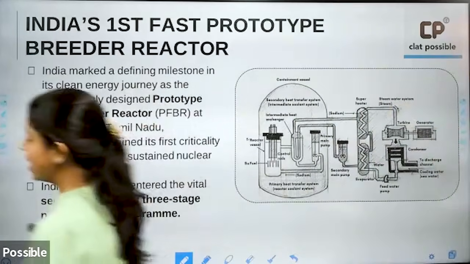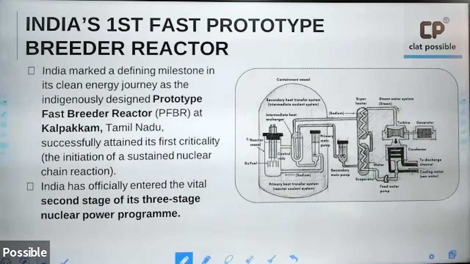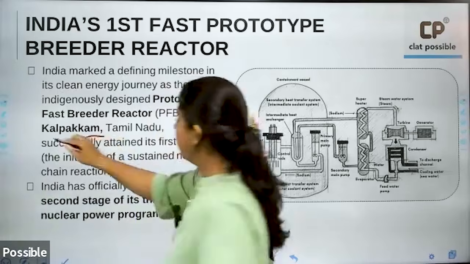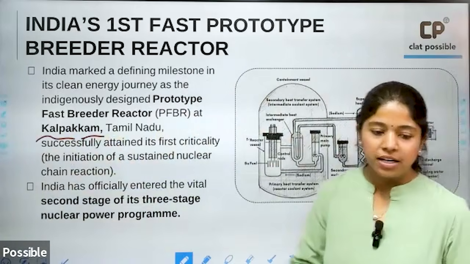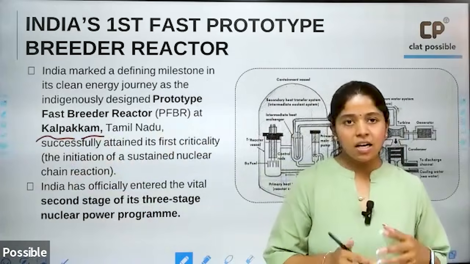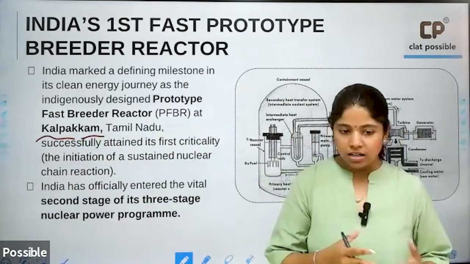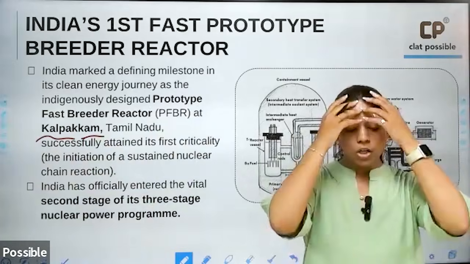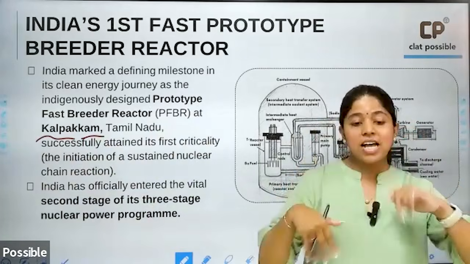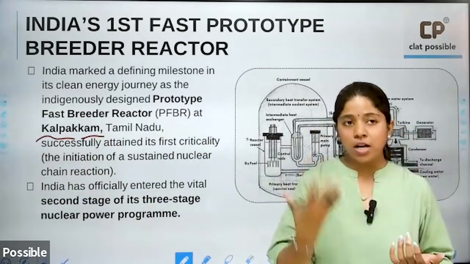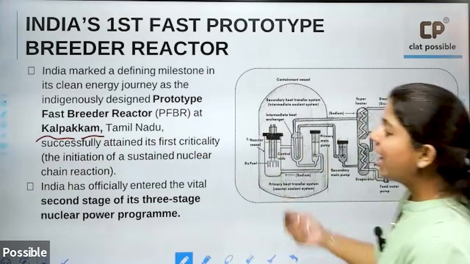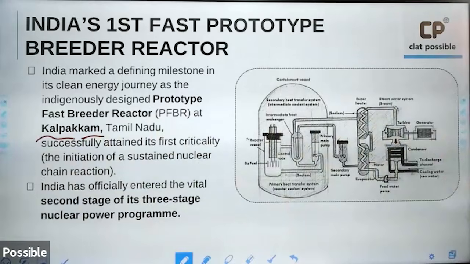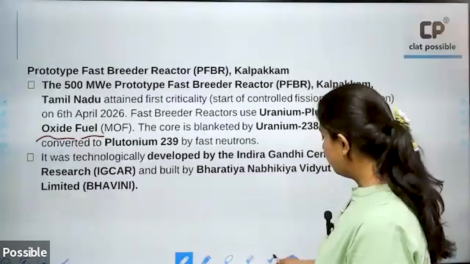Very important that India has achieved fast breeder nuclear reactor capabilities, and this has been achieved at Kalpakkam in Tamil Nadu. This is very, very important. What is a fast breeder prototype reactor? In such a reactor, you have to put in very little nuclear raw material, which results in massive production of fissile fuels, also in a chain reaction. Okay, so it has now officially entered the vital second stage of its 3-stage nuclear program. So this is pretty important.